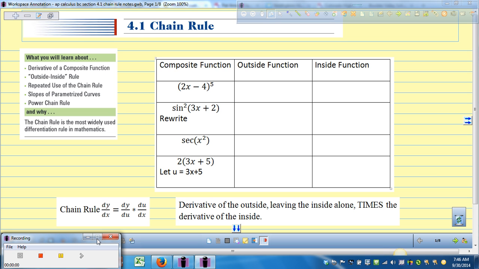And the way that we will do this is we need to consider an outside function and an inside function. And now sometimes there's more than one inside function, but we need to get good at spotting what is the outside thing going on and what is the inside thing going on. So if we look at 2x minus 4 to the fifth, well, the inside of this one is easier to spot, I think.